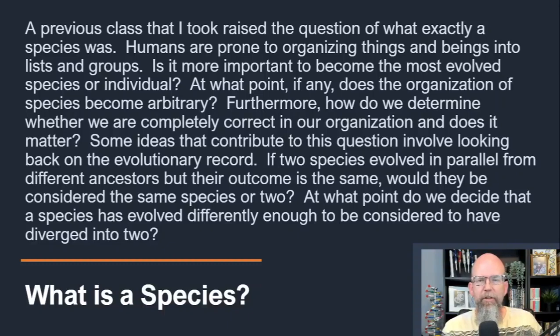Some ideas that contribute to this question involve looking back on the evolutionary record. If two species evolved in parallel from different ancestors, but their outcome is the same, would they be considered the same species or not? At what point do we decide that a species has evolved differently enough to become considered to have diverged into two?